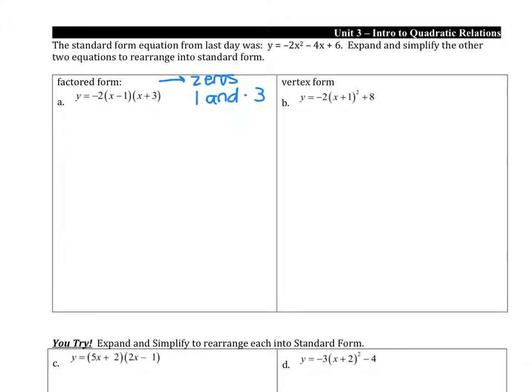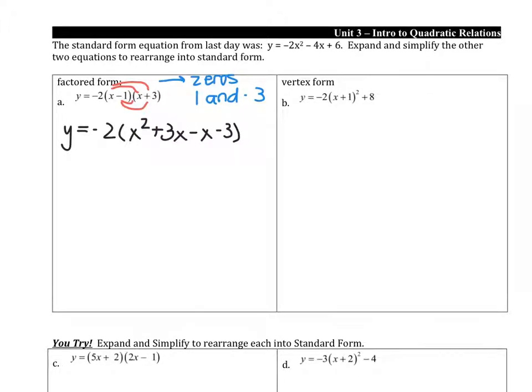Now I have negative 2 times (x minus 1) times (x plus 3). I'm going to deal with that negative 2 at the very end, and that's just to avoid some mistakes. So I apply the FOIL first. When I do that, I keep the negative 2 on the outside, and I open up a bracket. x times x is x squared. x times 3 is 3x. Negative 1 times x is negative x, and negative 1 times 3 is negative 3.